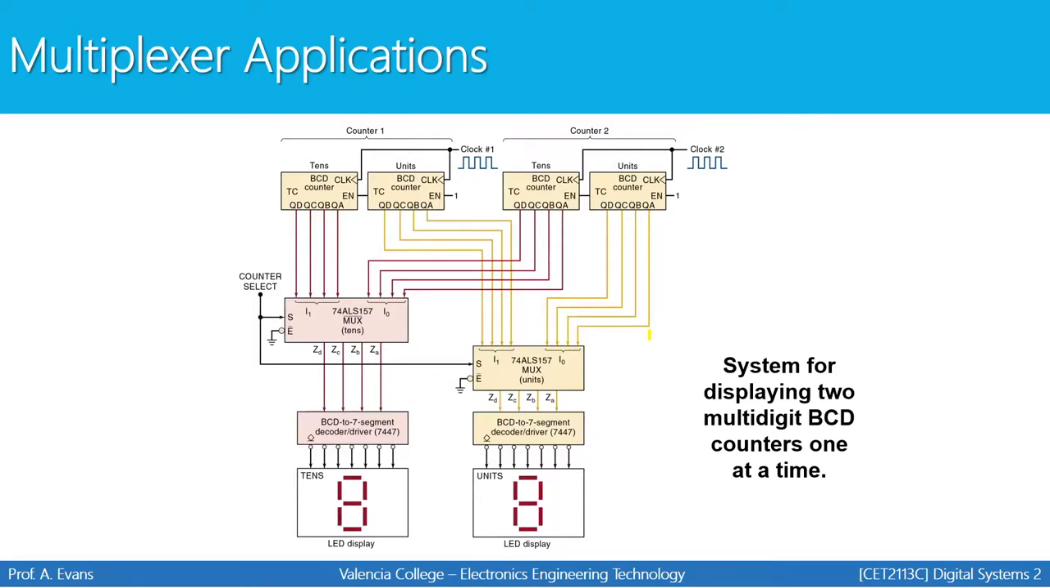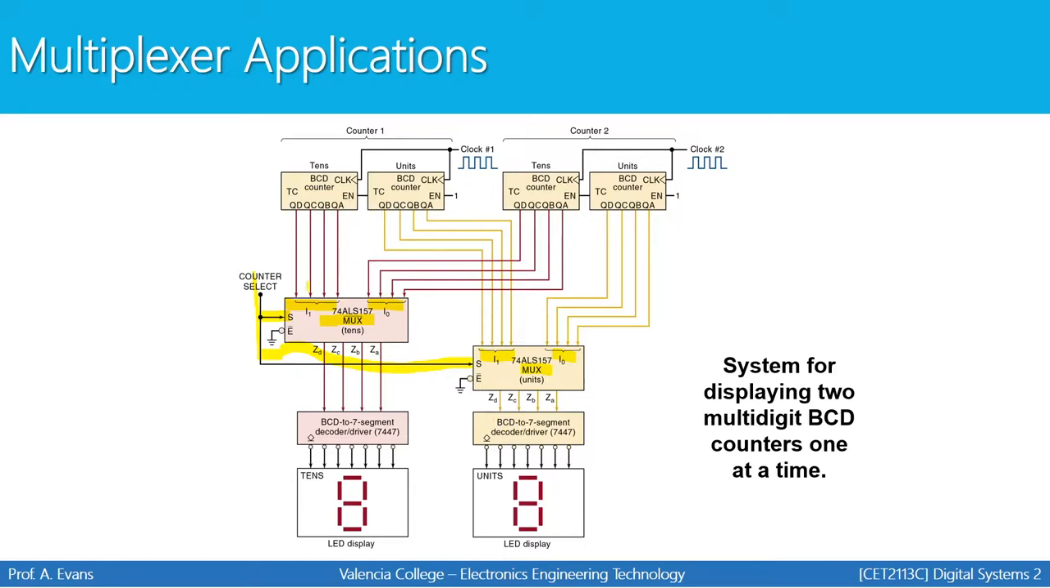Here's a system for displaying 2 multi-digit BCD counters at one time. Notice that we have 2 multiplexers that are used. Here's your select. The select input will control whether I1 passes or I0 passes in both of these multiplexers. So depending on which one of these inputs passes, that will show you what's going to go from the MUX into this BCD to 7 segment decoder and then to display on your screen.